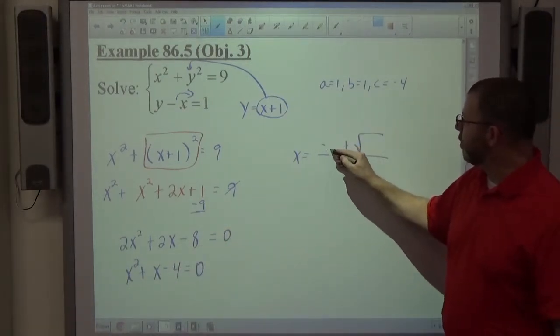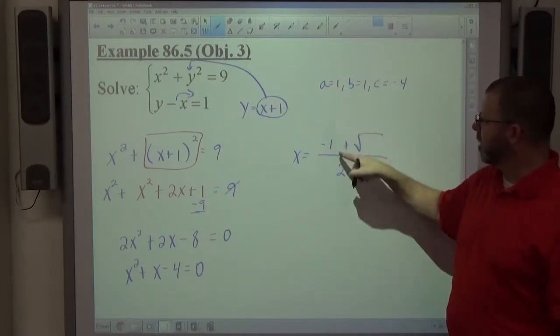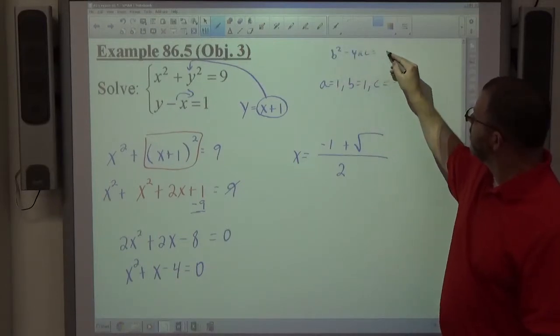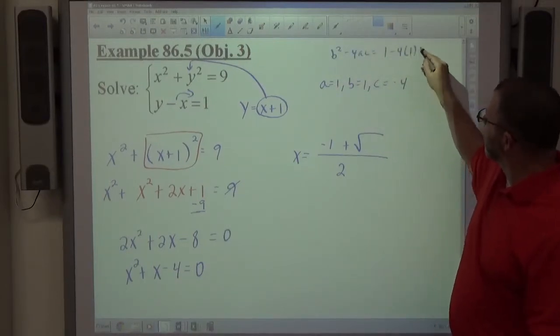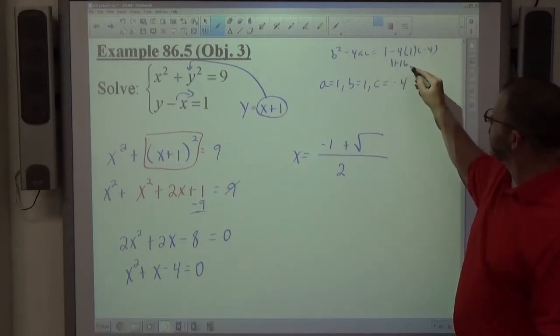Minus b is negative 1, 2 times a is 2. Change the sign, double the number. b squared minus 4ac is going to be 1 minus 4 times 1 times negative 4, which is 1 plus 16, which is 17.